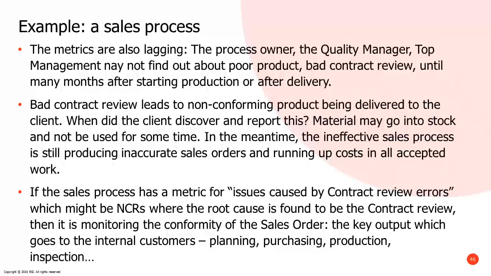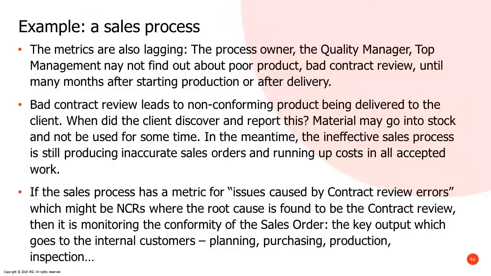And they're also lagging. The process owner, quality manager, or top management may not find out about poor quality or bad contract review until a long time later. Customers often put things into stock, or they might have a long lead time or a hold up in their delivery, so things go into stock because they've got a backlog, and you might not find out for a year that you've been making non-conforming product.